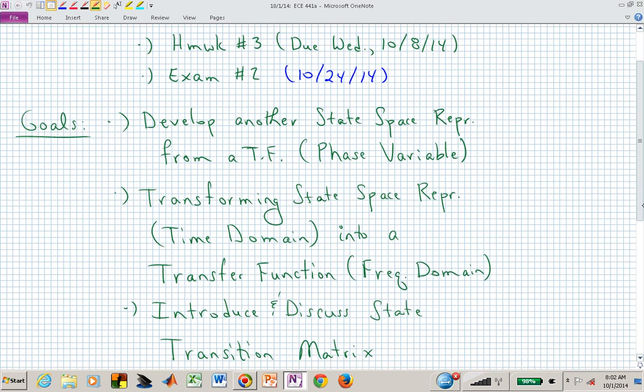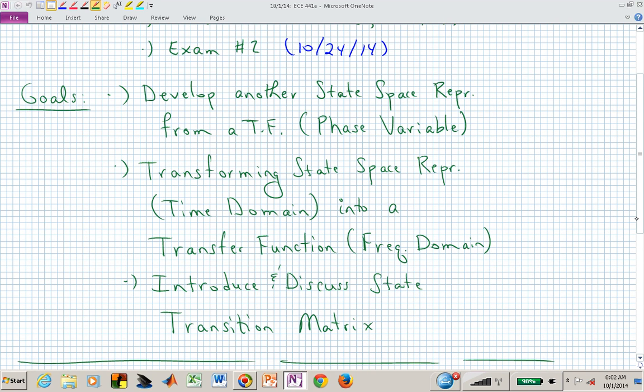Today what I want to do is develop another state space representation. Again, this is for insight into what is going on in your system, and some representations provide different perspectives than others, and it allows you to see what will be forthcoming in lab number 2 when we start doing full state feedback. Then we will go into a little bit more detail on how we go from the state space representation back into the transfer function.